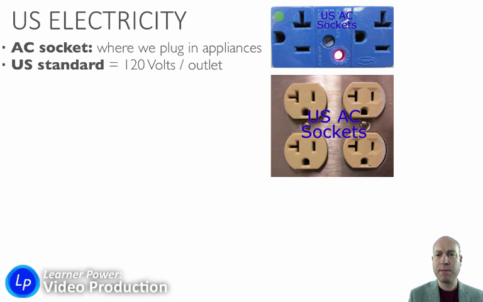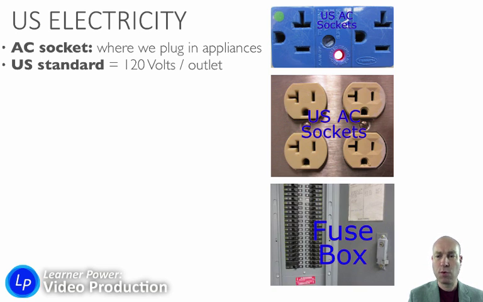Oh, and AC, by the way, stands for alternating current. That's the way that all electrical grids work, all electrical mains work in all countries on planet Earth. So here's some typical sockets in the United States. The one on the top is facing sideways, the one on the bottom is facing down, but they're the exact same socket.